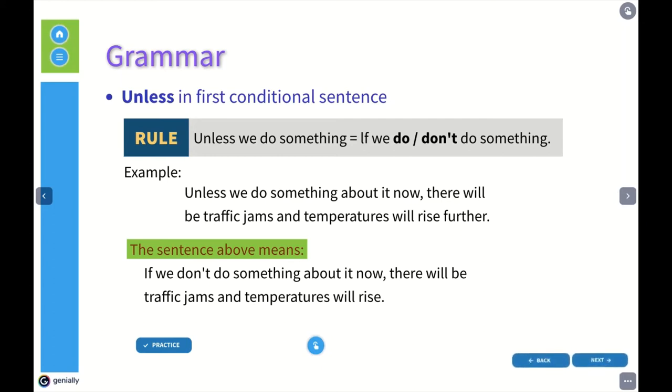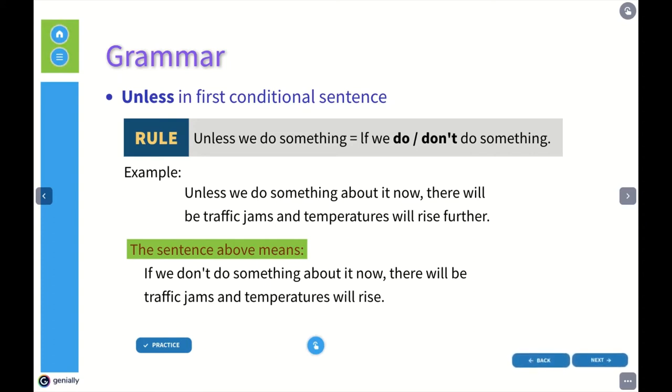Okay, look at the example. Unless we do something about it now, there will be traffic jams and temperatures will rise. This sentence means that if we don't do something about it now, there will be traffic jams and the temperature will rise. So you can use if or unless in a first conditional sentence.